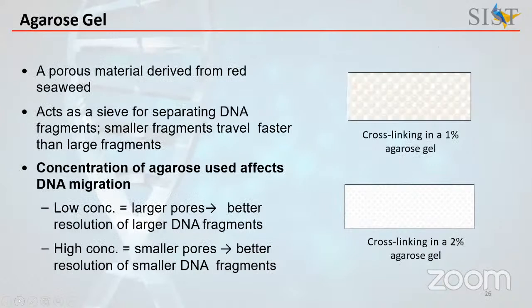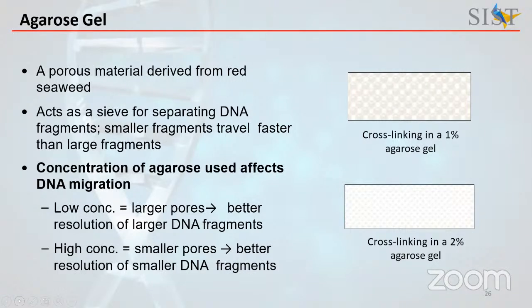So the agarose gel. Because of its ability to create the pores inside it, the agarose gel is used in gel electrophoresis, right? It is derived from red seaweed and acts as a sieve, basically allowing the passage of DNA according to their size.